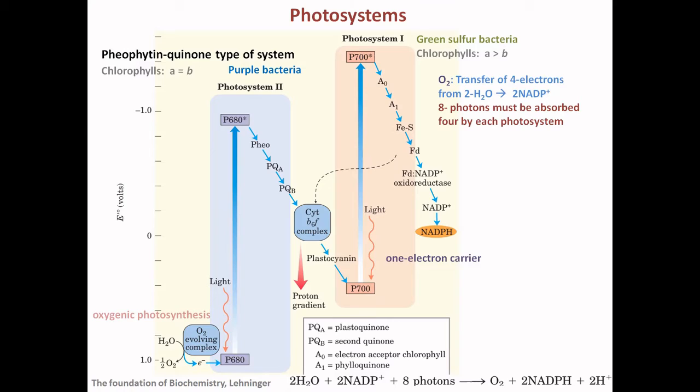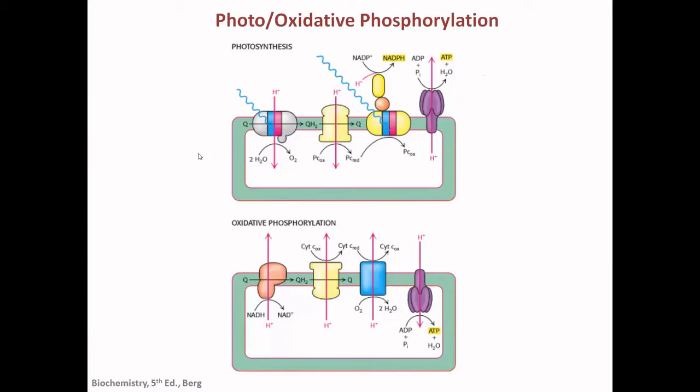So that is the stoichiometry. Two water molecules, two NADP plus, and 8 photons give one oxygen molecule plus two NADPH plus two H plus. So this is the light reaction, and this is a comparison.